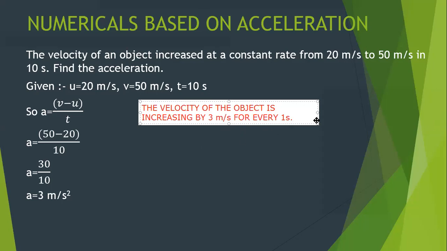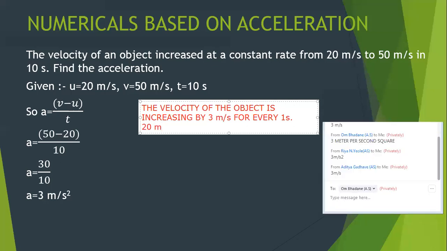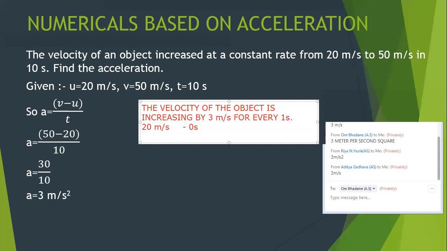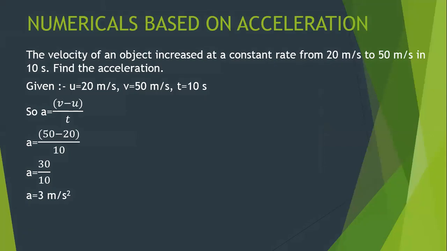Let's understand it with one very simple idea. What is the initial velocity of the object? The initial velocity of the object is 20 meter per second. This is at 0 second, when the timer was not started. Now, can you tell me what will be the velocity after 1 second? The velocity is increasing by 3 meter per second for every 1 second. The velocity is not constant. So after 1 second, what will be the velocity?